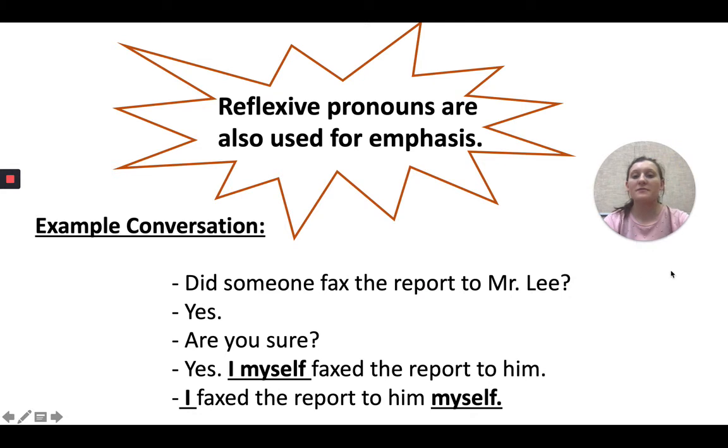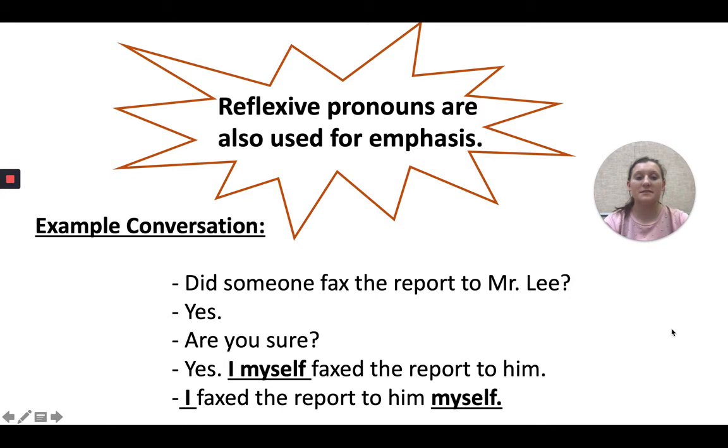So reflexive pronouns are also used for emphasis. Here's an example conversation. Did someone fax the report to Mr. Lee? Yes. Are you sure? Yes. I myself faxed the report to him. I faxed the report to him myself.